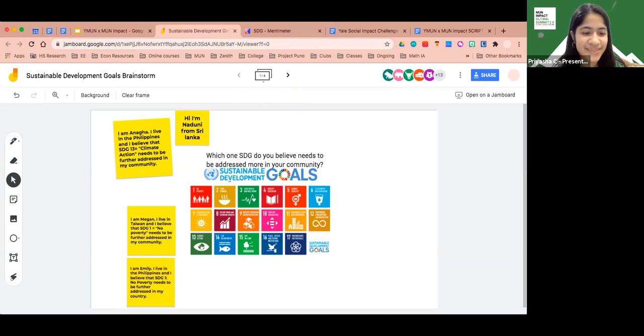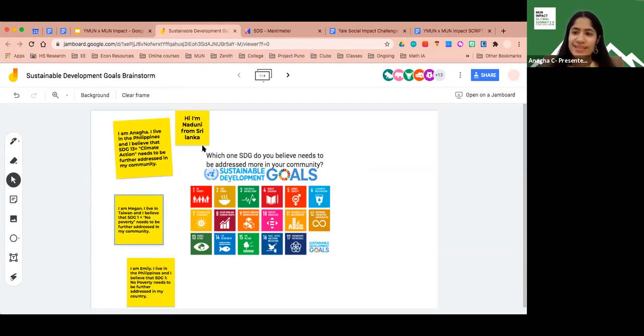Megan lives in Taiwan and believes that no poverty needs to be addressed. Emily lives in the Philippines and also believes that the same should be addressed. So this is a little idea to get you thinking of your immediate community, like which SDGs are lacking in terms of focus.